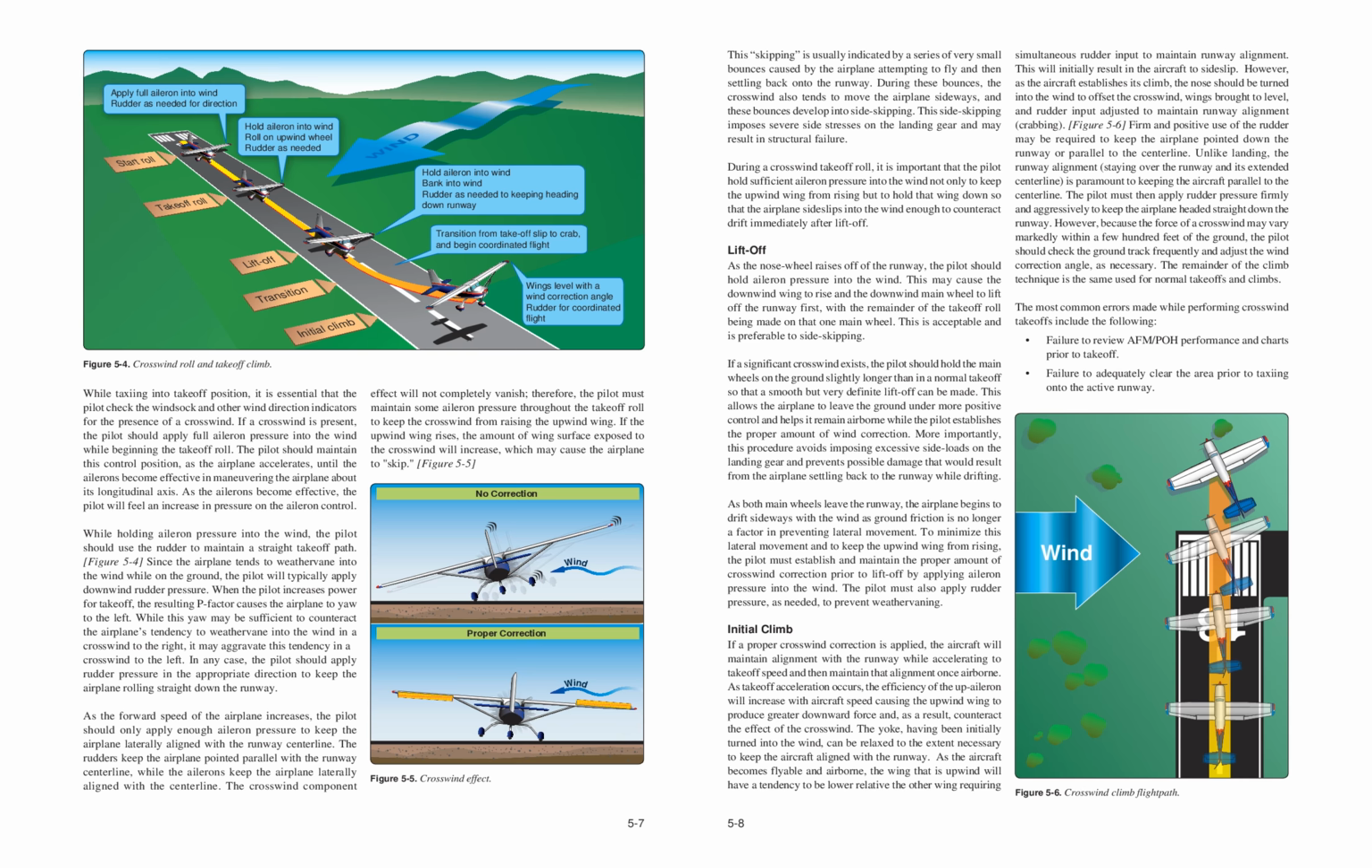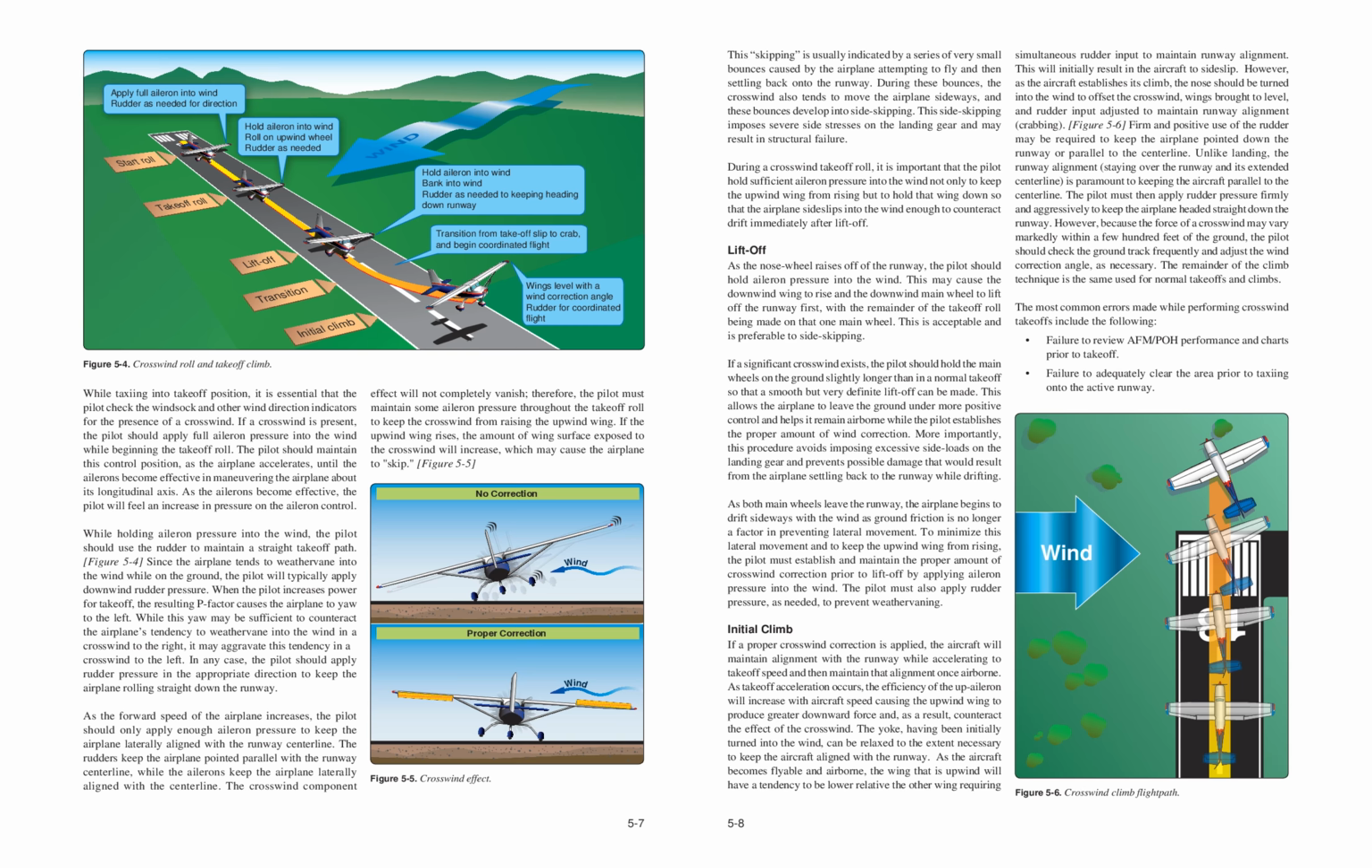As both main wheels leave the runway, the airplane begins to drift sideways with the wind as ground friction is no longer a factor in preventing lateral movement. To minimize this lateral movement and to keep the upwind wing from rising, the pilot must establish and maintain the proper amount of crosswind correction prior to liftoff by applying aileron pressure into the wind. The pilot must also apply rudder pressure, as needed, to prevent weathervaning.